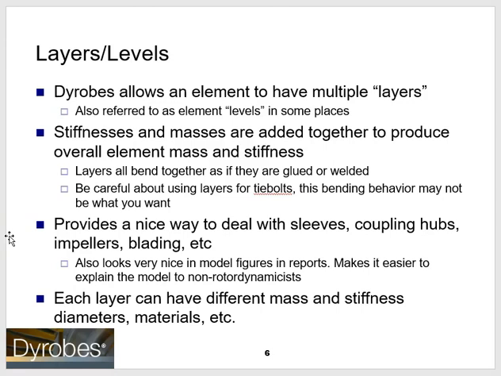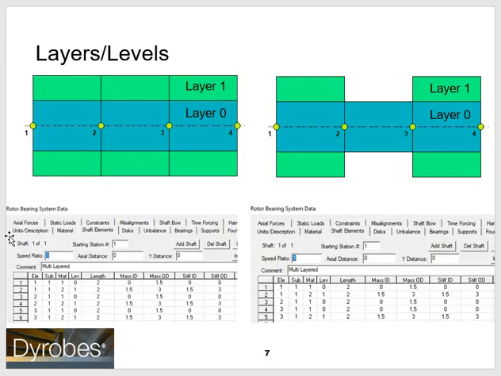Two layers can have completely different material properties and can also have different mass and stiffness diameters. For example, a coupling hub that is fit onto a shaft can often be modeled as a separate layer. Layers are zero-based. The first layer of an element will always be layer 0. Layers are assigned to individual elements and subelements, so it is possible to have elements next to each other that do not have the same number of layers.